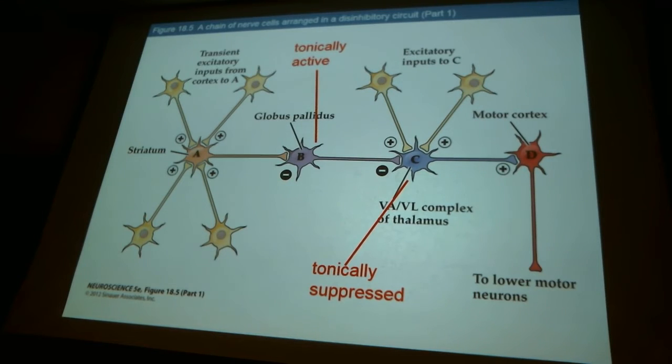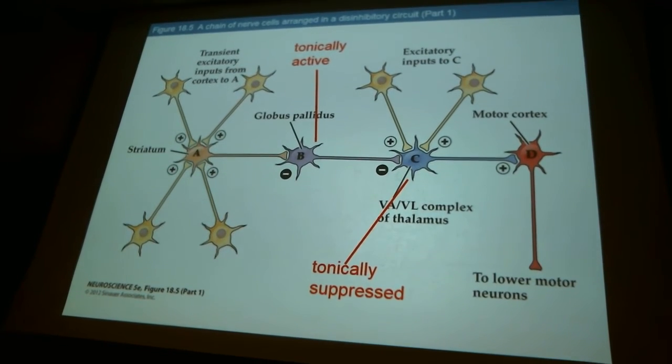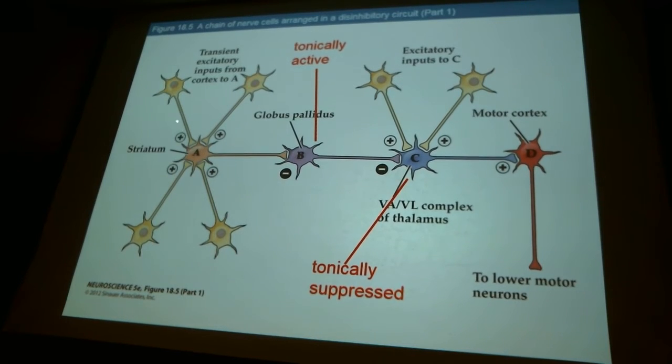Here's the circuit again, a neural cartoon version. Here we have the striatum neurons. Remember, this is the caudate and putamen. We're just calling it striatum here. It projects to the globus pallidus, which projects to the thalamus, which projects to the cortex. The principal inputs to the striatum are these cortical inputs that we said were excitatory. Here's our inhibitory connection, excitatory. But the absolute key to how this system works is that the globus pallidus is tonically active.